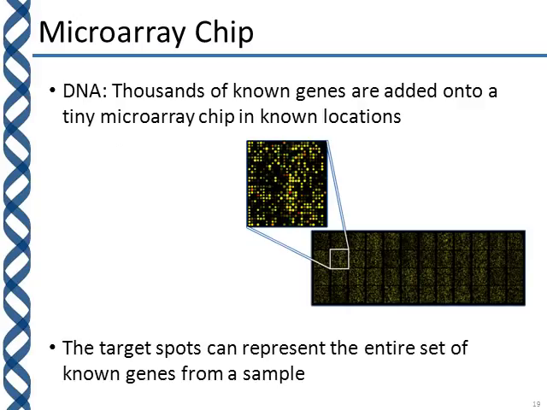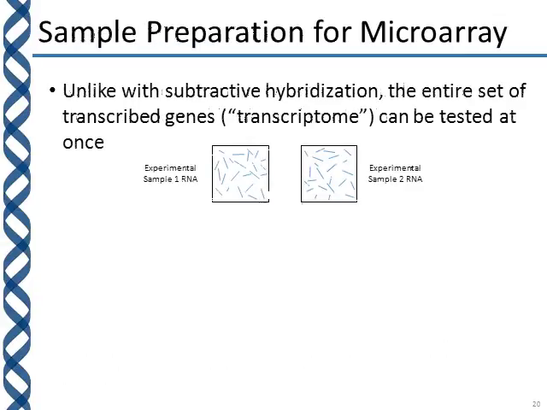For microarray chips, it utilizes DNA as the target. Thousands of known genes are added onto a tiny microarray chip in known locations. And the target spots can represent the entire set of known genes from a sample. Unlike subtractive hybridization, the entire set of transcribed genes, or transcriptome, can be tested at once.